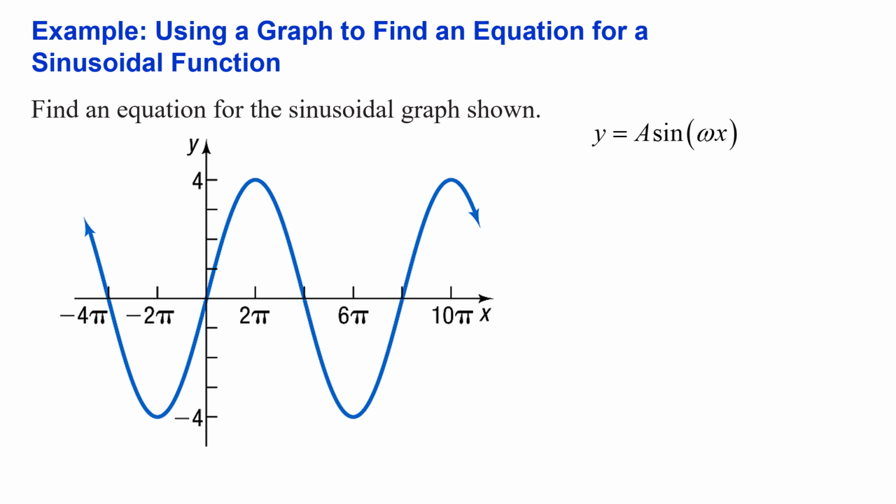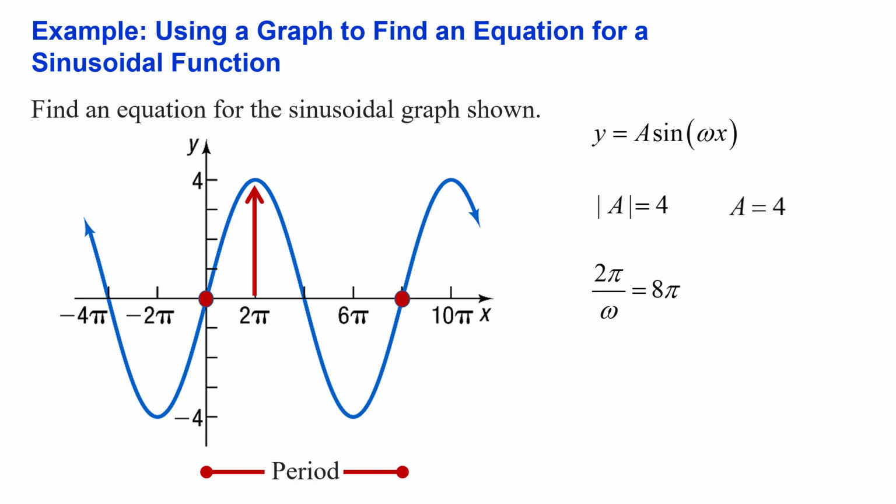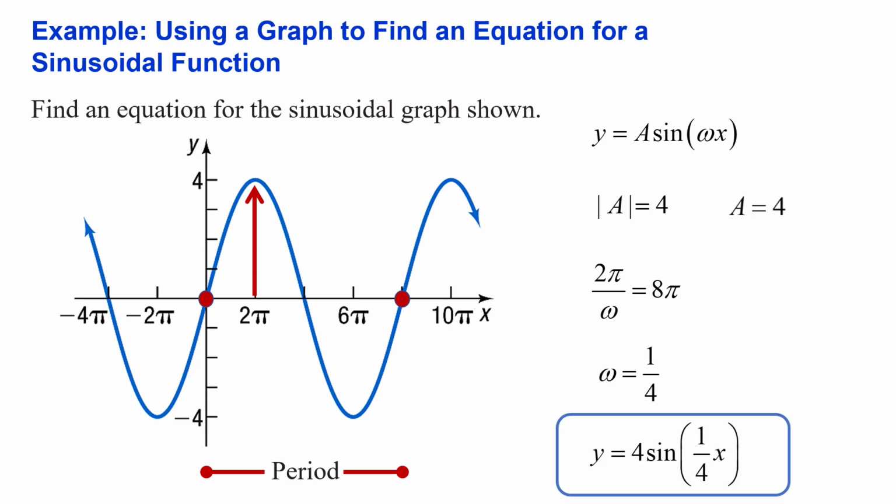Since the range of the graph is negative 4 to 4 inclusive, then the amplitude is absolute value of a equals 4. Now, since the graph is increasing through the origin, then we know that a will be positive 4 and not negative 4. Now for the period, we observe that the graph completes one cycle from x equals 0 to x equals 8 pi. So therefore, the period of 2 pi over omega must equal 8 pi. And solving for omega, we get omega equals 1/4. Now that we know the values of a and omega, we can write the equation for the graph as y equals 4 times sine of the quantity 1/4 times x.